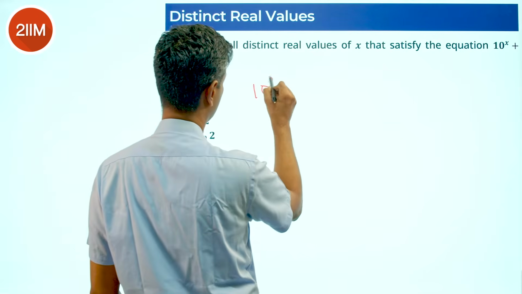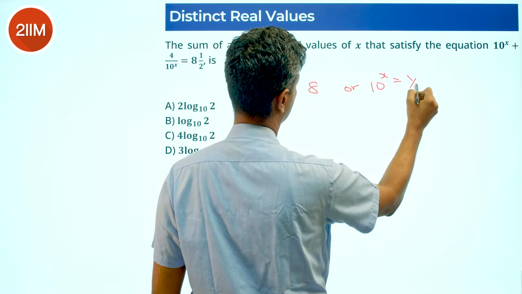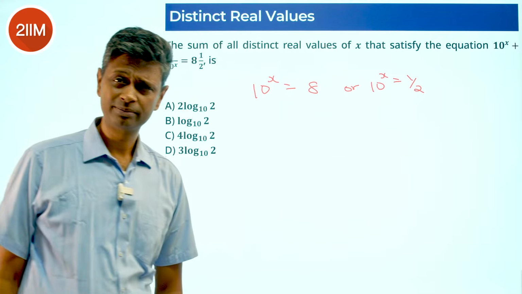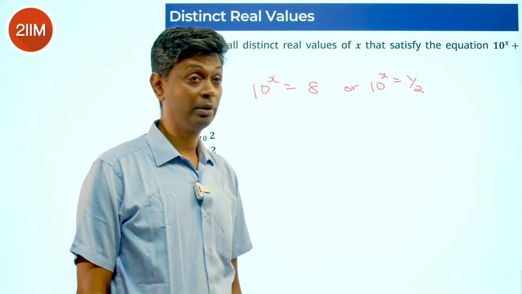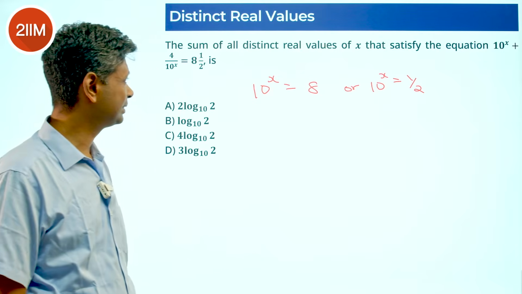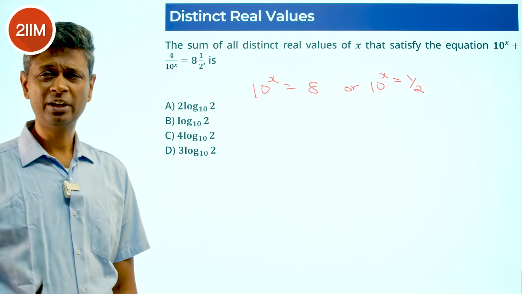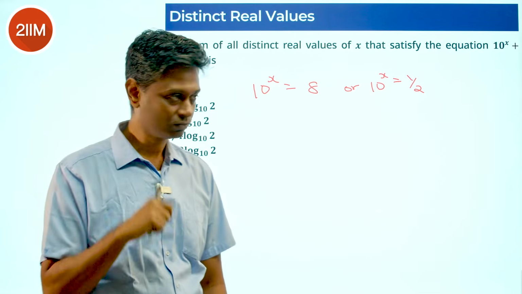10 power x is equal to 8, or 10 power x is equal to half. Both of these will have answers. 10 power x equal to half: 10 power 0 is 1, so it will be negative. 10 power x is equal to 8: the answer should be between 0 and 1, since 10 power 1 is 10.